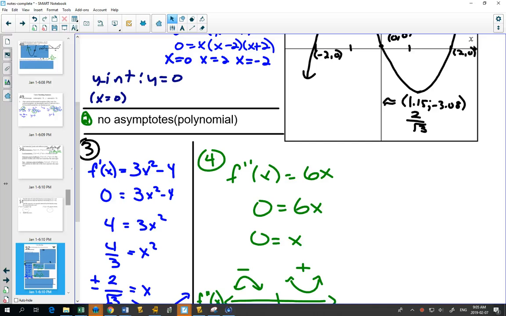And for 2 root 3, you found your first derivative is equal to 0 at positive 2 root 3. You would know this is a minimum because when I plug in 2 root 3 into the second derivative, I get a positive number. And so if it's concave up and the first derivative is equal to 0, the only possibility is a minimum.